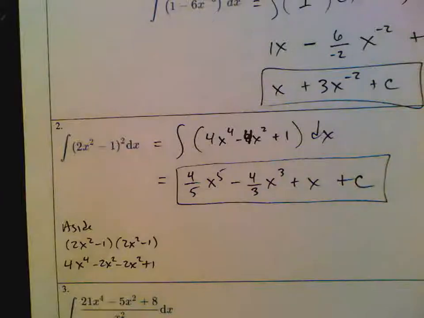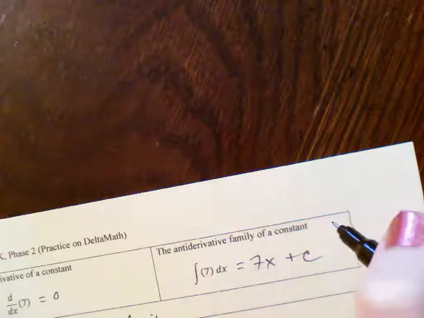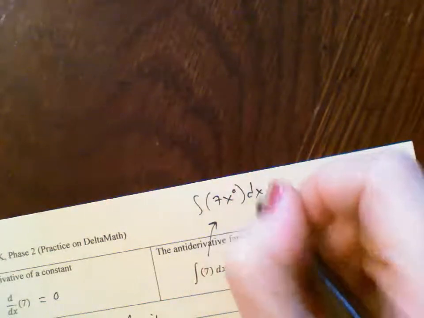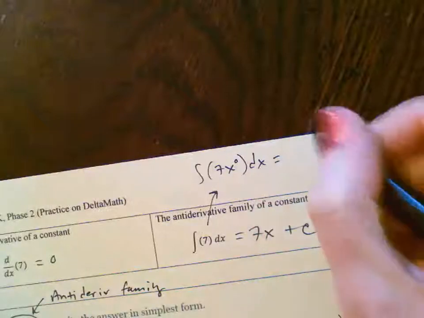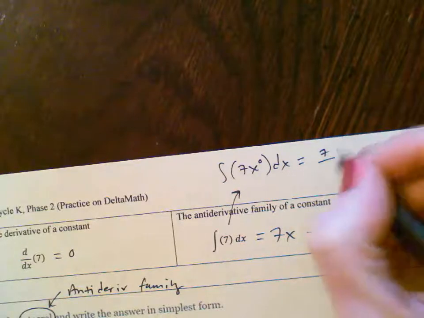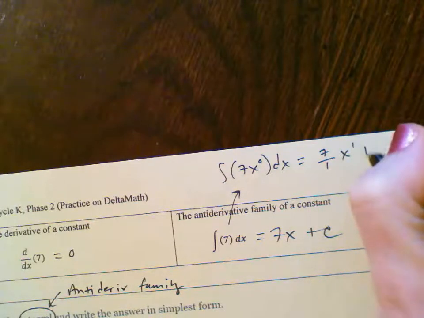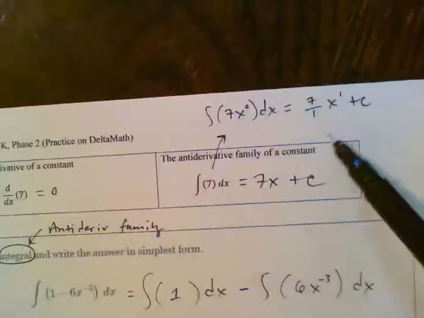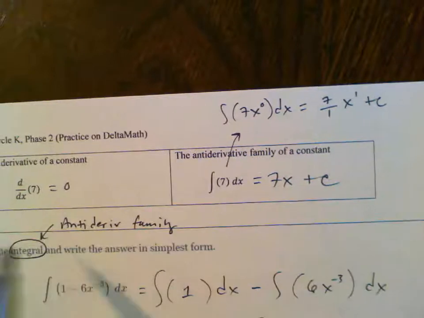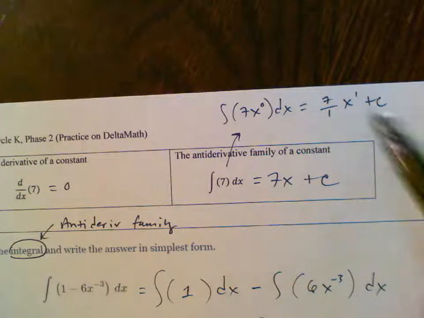Oh, and guys, let me show you something also. Back up here, you could think of this as 7x to the 0. I bring over the coefficient. I divide it by the new exponent. 0 plus 1 is 1. x to the 1 plus c. So that's another way. This power rule for antiderivatives is actually the reverse of the power rule for derivatives. It just gives you this formula.